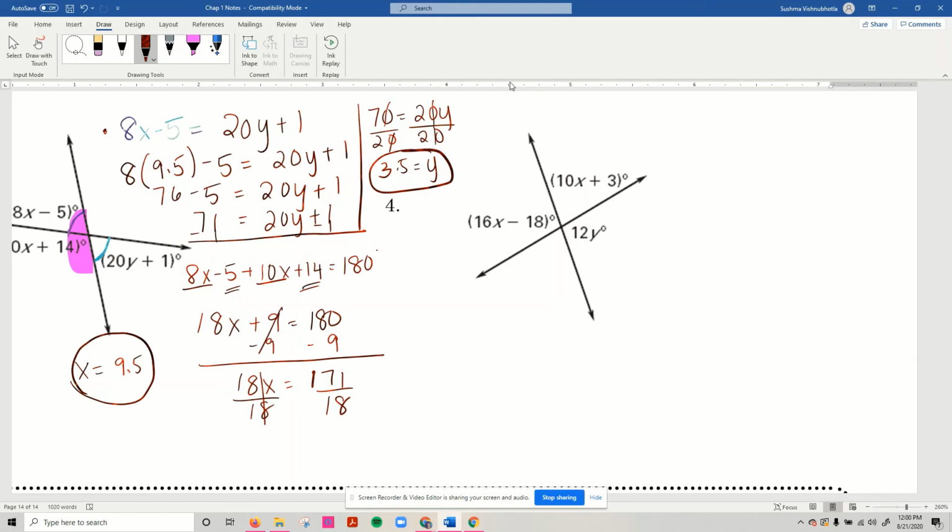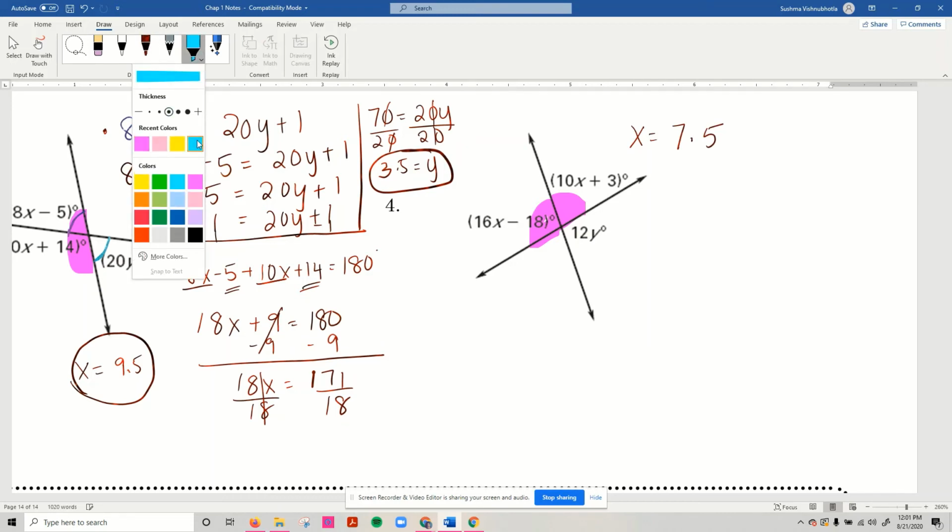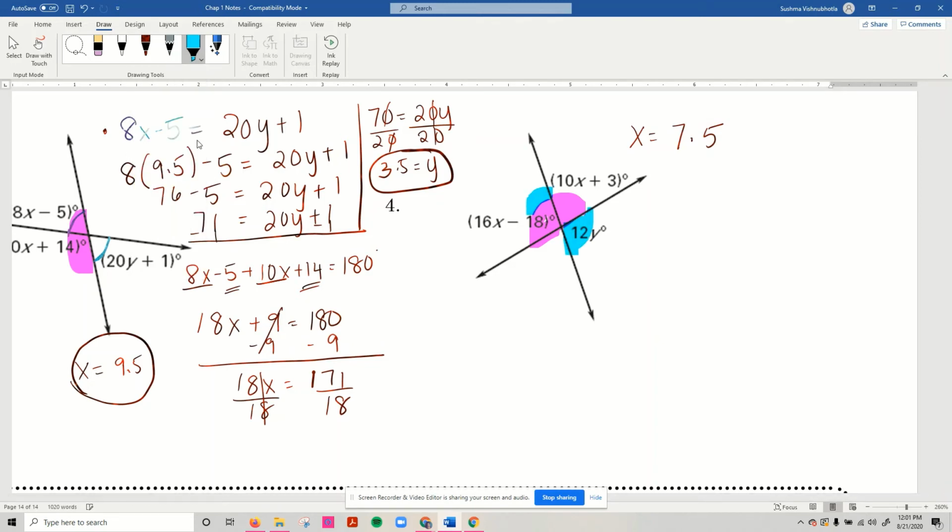Four, same idea here. So again, I'm going to have to find x first, by adding them and setting them equal to 180. I'm not going to do this one fully, but I'll give you the answer. So you should get x is equal to 7.5, and knowing that, you can substitute into this expression to find the value of the angle, and that's equal to 12y.